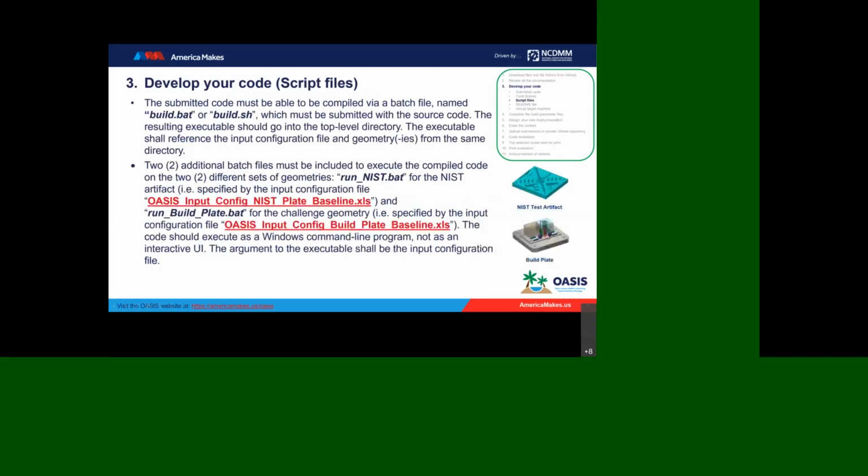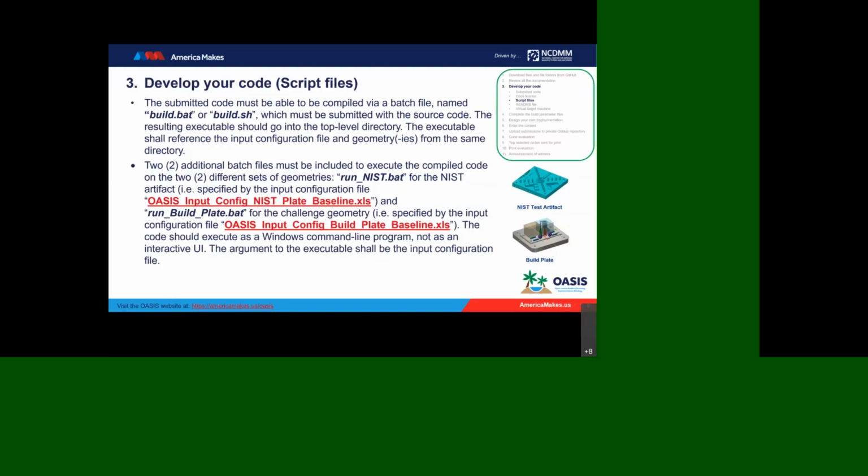Okay, script files. The submitted code must be able to be compiled via a batch file named build.bat or build.sh, which is submitted with the source code. The resulting executable should be in the top level directory. The executable shall reference the input configuration file and geometries from the same directory. Two additional batch files must be included to execute the compiled code on the two different sets of geometries. That would be a run_nist.bat for the NIST artifact and the run_build_plate.bat for the build plate.